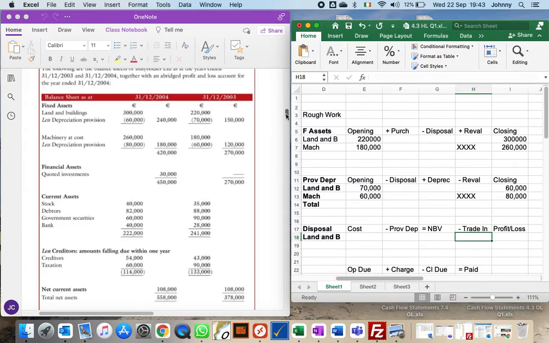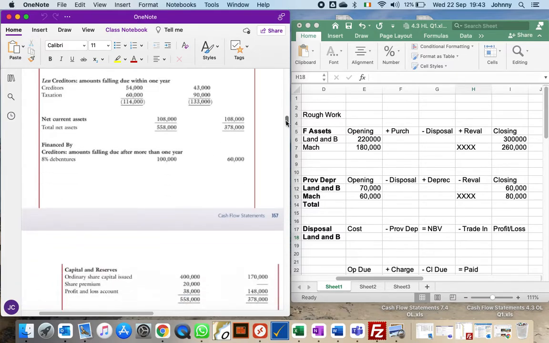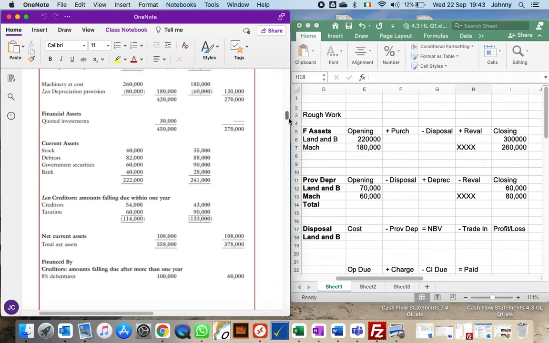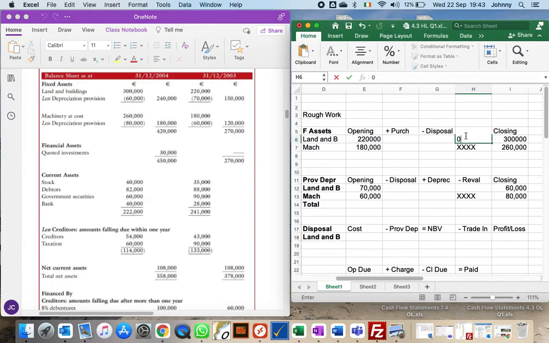So when I look at my balance sheet, the first thing I was going to look at was the revaluation possibility. I look down in finance by, and in capital and reserves I'd be looking for a revaluation reserve. I don't see one here, so therefore no revaluation happened this year. So that makes that kind of easier. So there was 0 revaluation. So that isn't going to be something that could possibly be relevant for explaining how the fixed assets have changed or how the provision for depreciation account has changed.